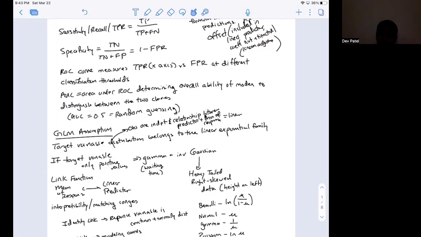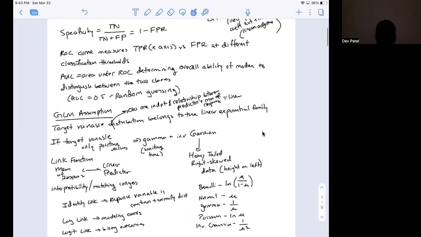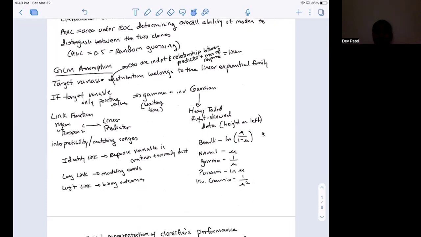And then another assumption is that, again, in the same case as linear regression, all of the observations are independent. And then also the relationship between the predictors and the mean of the response is linear. So that's also what we refer to as the link function that serves as a bridge between the linear predictor and the mean of the response. In the case of linear regression, our mean of the response has a one-to-one relationship with the linear predictor. So the link is just the identity link, or it's just mu.